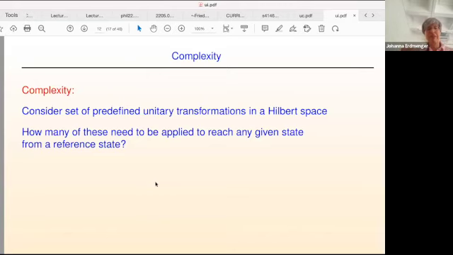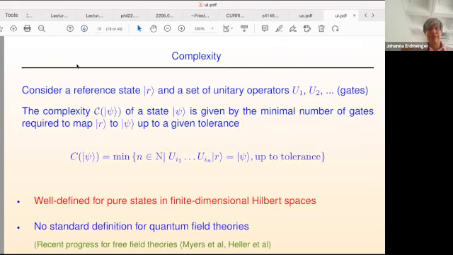Because obviously if you have to apply many of these, then it's more complex than if you just have to do this once. Okay, so this is an observable that is used in quantum information to explain how complicated a particular calculation is. And so now I can also write this in a formula. So then our reference state would be some state in a Hilbert space, and then we have a set of unitary operators which lead to these transformations. So they are called gates.